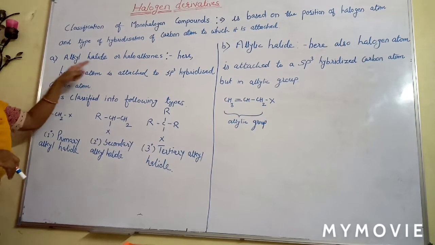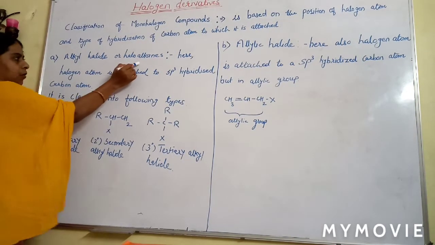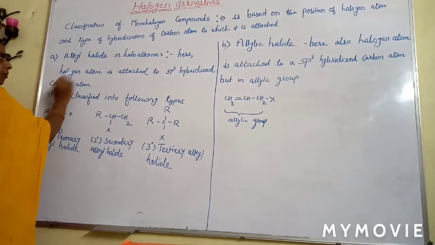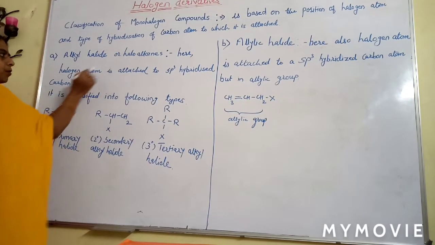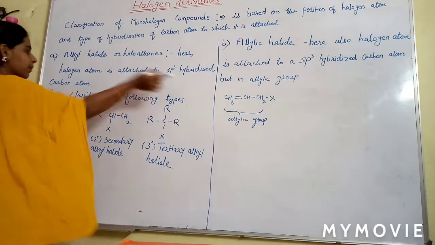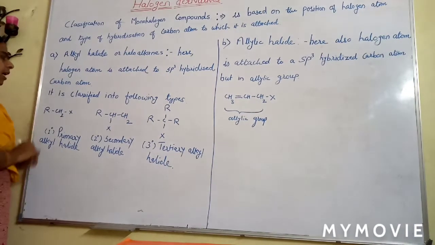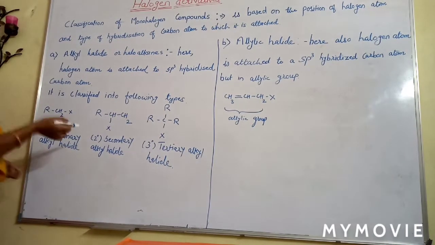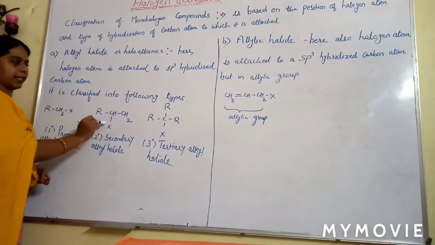First one is alkyl halides. This is also called haloalkanes. Alkyl halides means halogen-containing compounds. Here the halogen atom is attached to an sp3 hybridized carbon atom. Again it is classified into three categories: primary, secondary and tertiary.